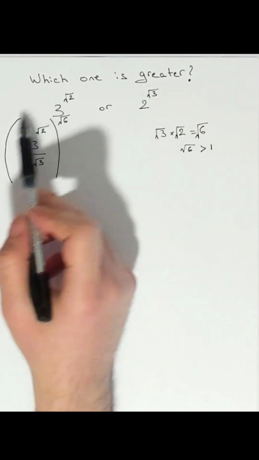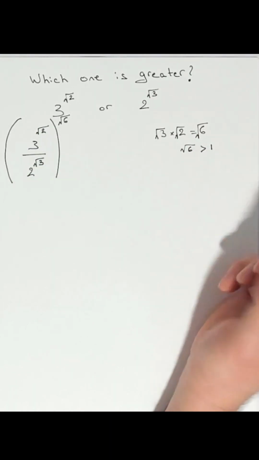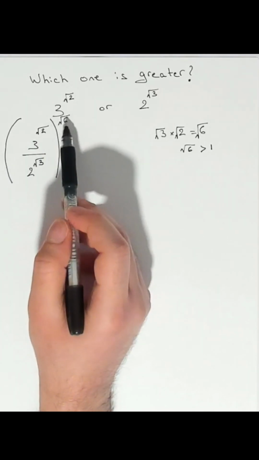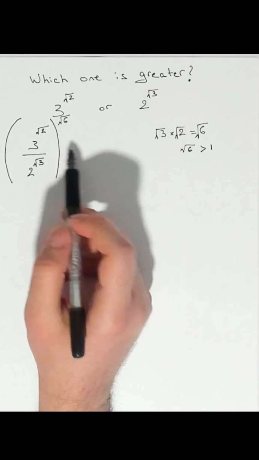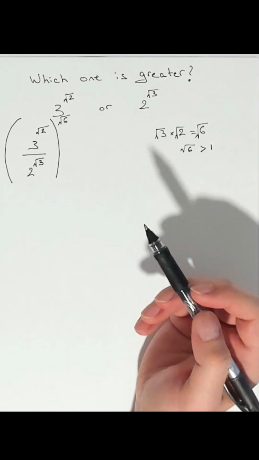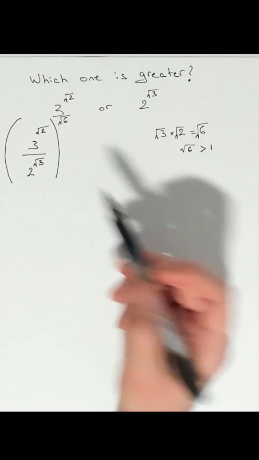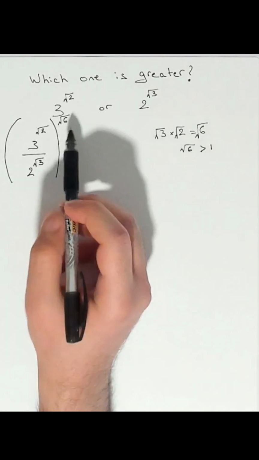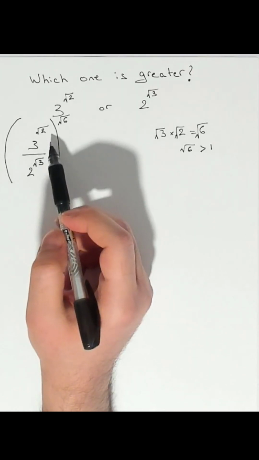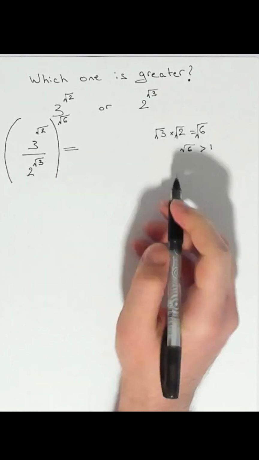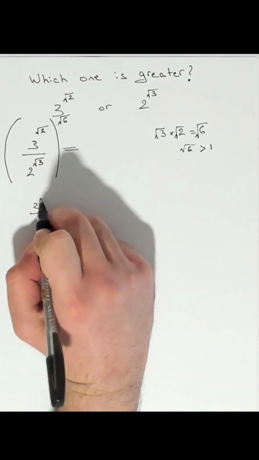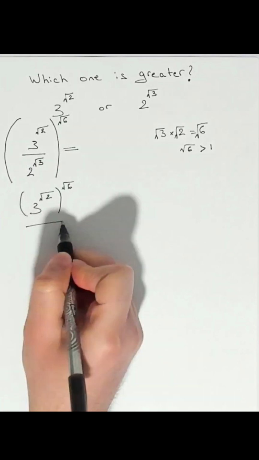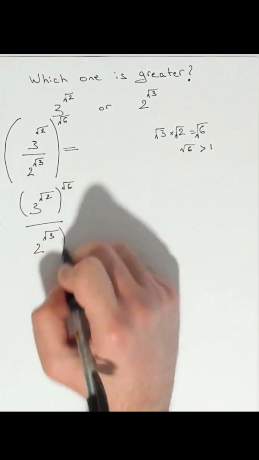Now, radical 6 is greater than 1, which means that raising the ratio to the radical 6 will not change the result. If the ratio is greater than 1 indeed, then raising this ratio to the radical 6 will stay greater than 1. If it's smaller than 1, then raising it to the radical 6 will keep the ratio less than 1. This will equal 3 to the power radical 2 to the power radical 6, and the same goes below, 2 to the power radical 3 to the power radical 6.